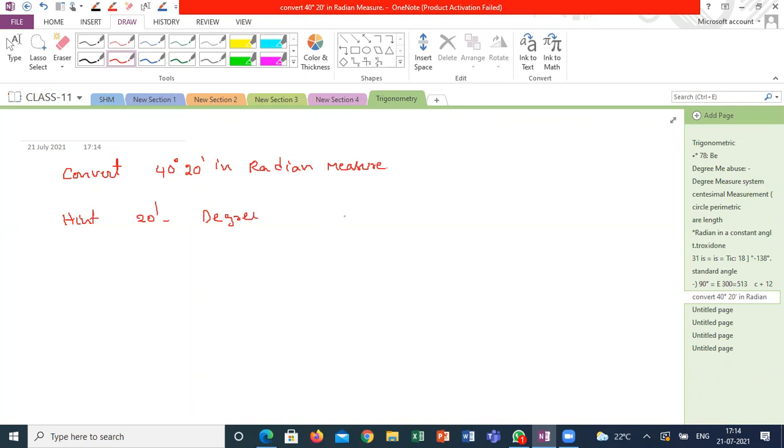We know 1 degree is equal to 60 minutes. So for x degrees equal to 20 minutes, according to ratios and proportions, how many degrees will you get? 1 by 3, 1/3 of the 60. So 20 minutes is equal to 1 by 3 degree. So if I am converting 40 degrees 20 minutes, this will be equal to 40 1 by 3 degrees. So it is 121 by 3 degrees.